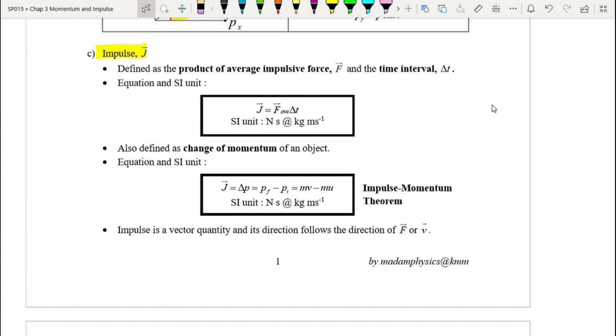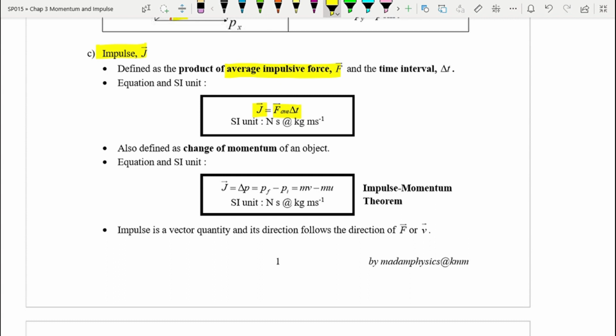Okay, so the relation between force and time here, kalau kita darabkan force and time, dia akan memberi impulse sebenarnya. So J equals to F delta T, F times delta T. So force apply ataupun dipanggil sebagai average impulsive force and time interval. So duration of time tadi.